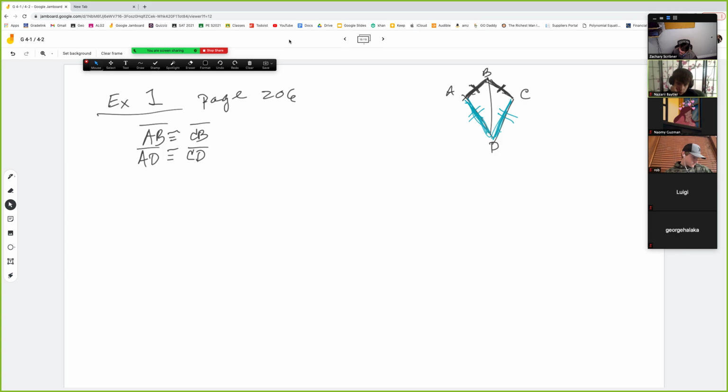Now, without actually doing a formal proof, one step we're going to need is, if we're going to use side, side, side, we need BD is congruent to BD. And what would the reasoning for that be, Luigi?